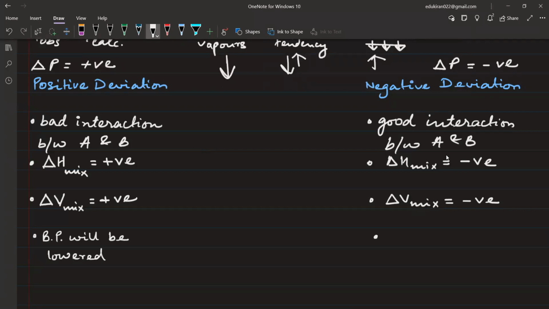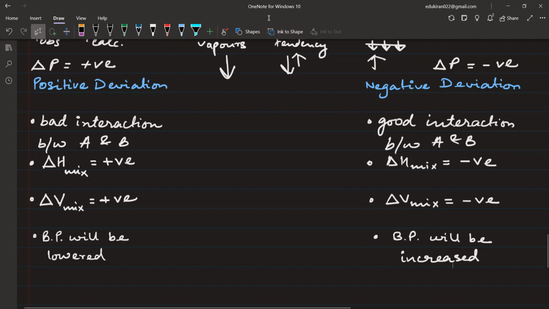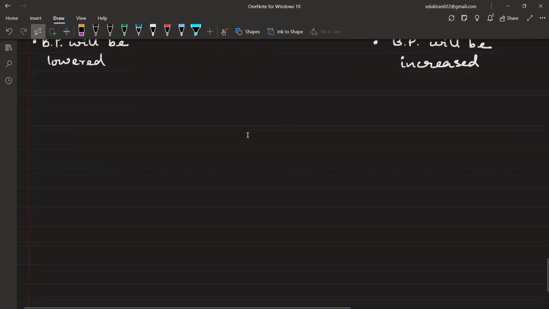And in this case, the boiling point will be higher or increased. Done everyone? Yes or no? Please tell me. Yes, sir. Next, let us look at the graphs of both of these.